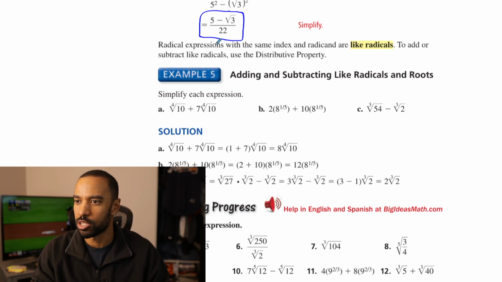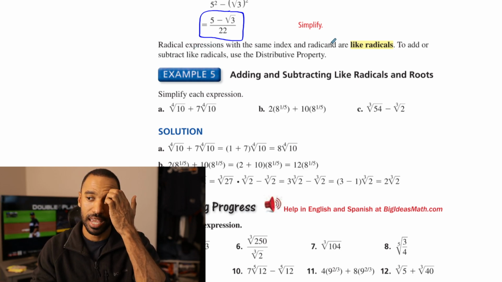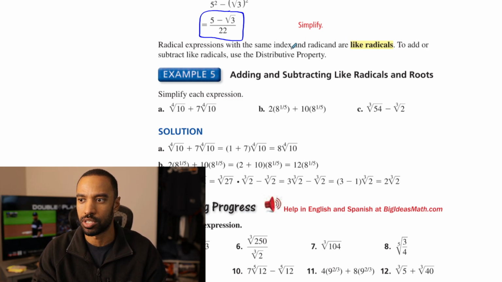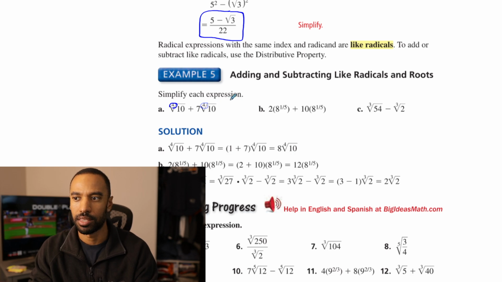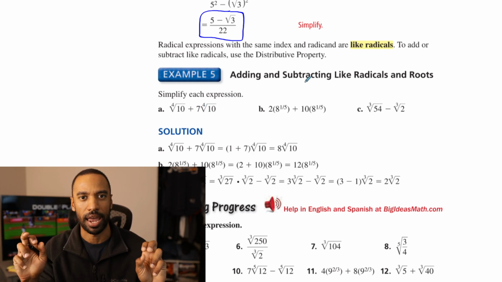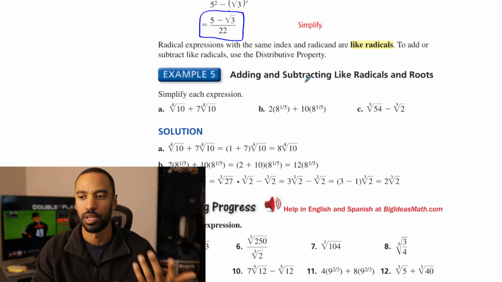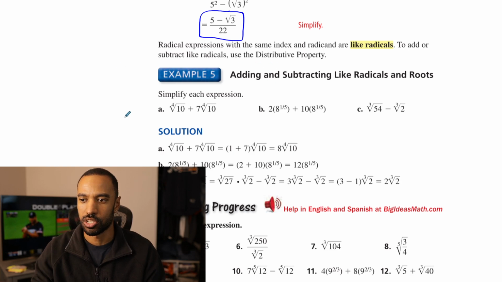And possibly the last thing, I don't know if it actually is, but radical expressions with the same index and radicand are like radicals. Index is what I call the root, the fourth root, like that index. The same radicand means the number inside of the radical, so these ones right here. So 4th root of 10 and 4th root of 10, they're like radicals. I'll probably just say like terms, combine like terms.